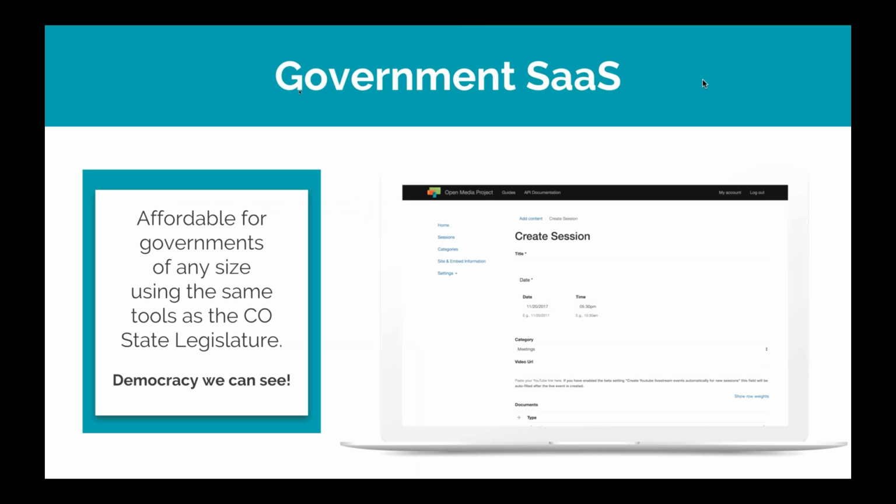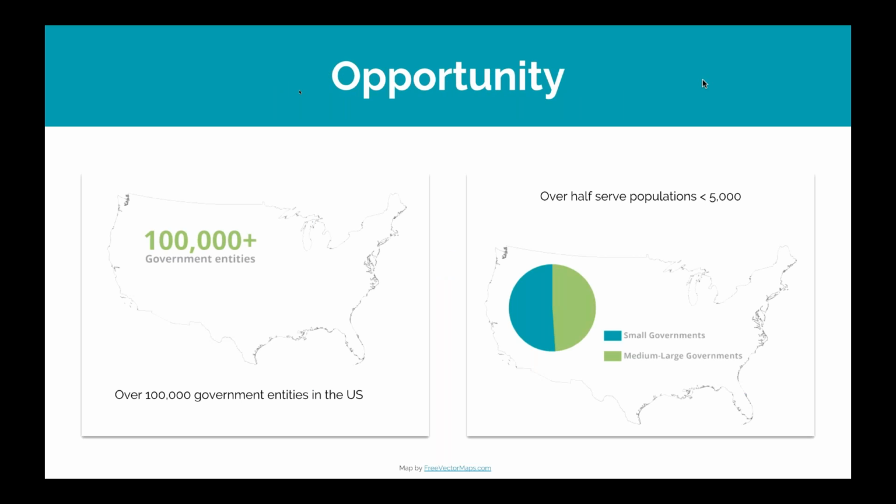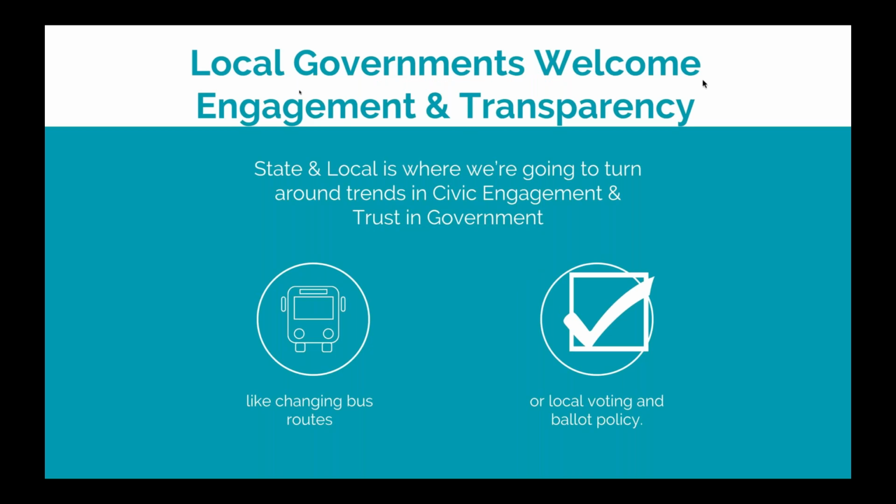So it's affordable for governments of any size. It can serve large governments like the state of Colorado, House, Senate, and Supreme Court, but also very small governments. We have the town of Silverton or town of Central City, with populations of under 1,000, using the software as well. You know, there's over 100,000 government entities in the U.S., and actually over half of them serve small populations of under 5,000. So we provide the software for free to governments serving under 5,000 constituents.